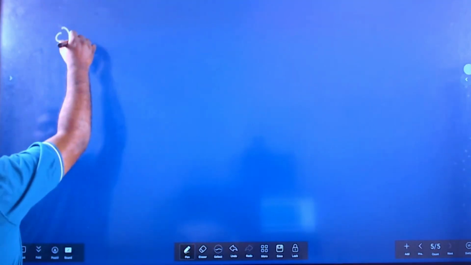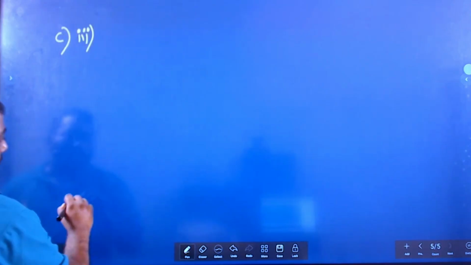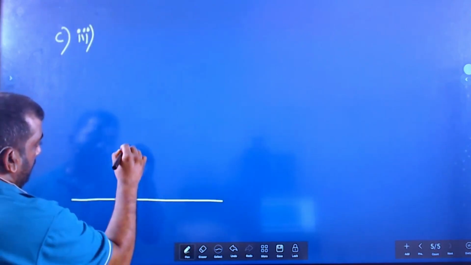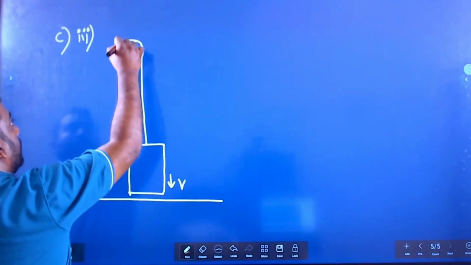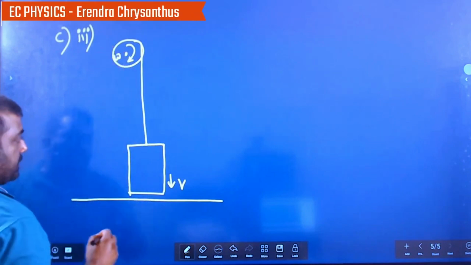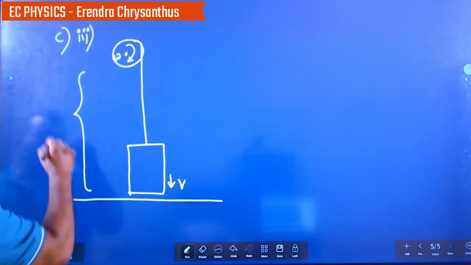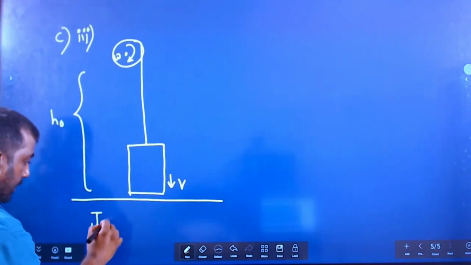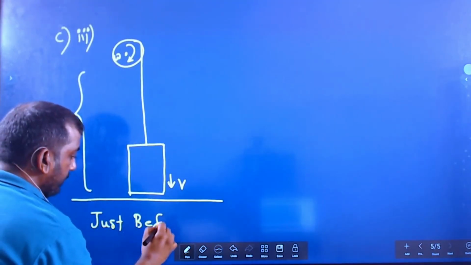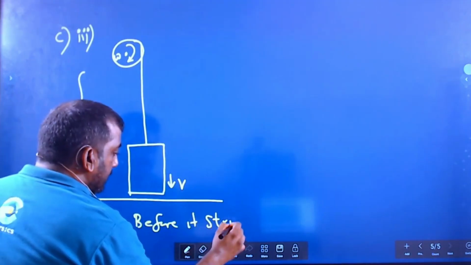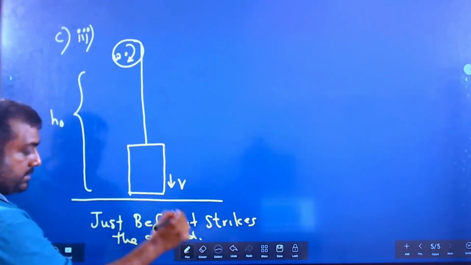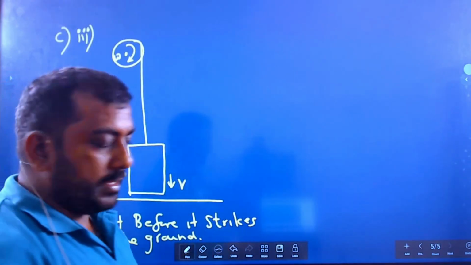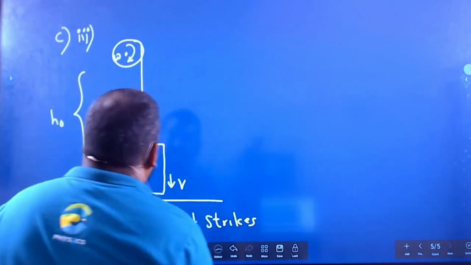Now this is C Roman 3. This is the flow just before it strikes the ground. Distance travelled is h0. Just before it strikes the ground, what is the velocity?